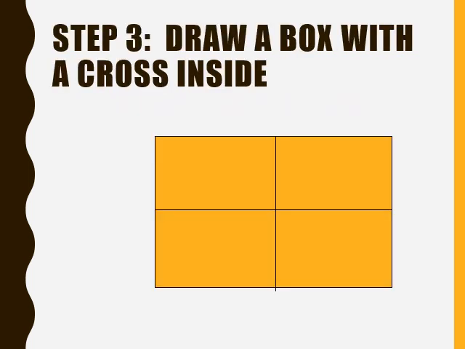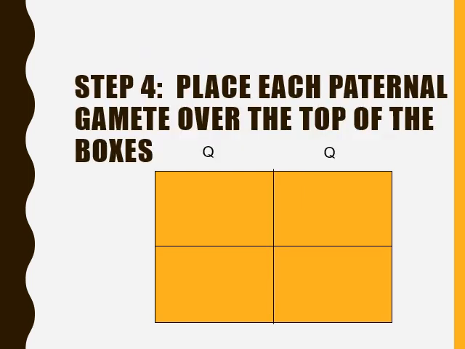Now we start drawing pictures. Draw a box, put a cross inside of it. You need 4 boxes, all arranged like this. Then you're going to place the paternal gametes at the top of the boxes. Now, it doesn't matter if they're paternal or maternal, if from your mom or your dad. At this level, it doesn't matter. Typically, the convention is if you're dealing with plants, you put the male on top. If you're dealing with animals, you put the female on top. But that's not important for this level course.